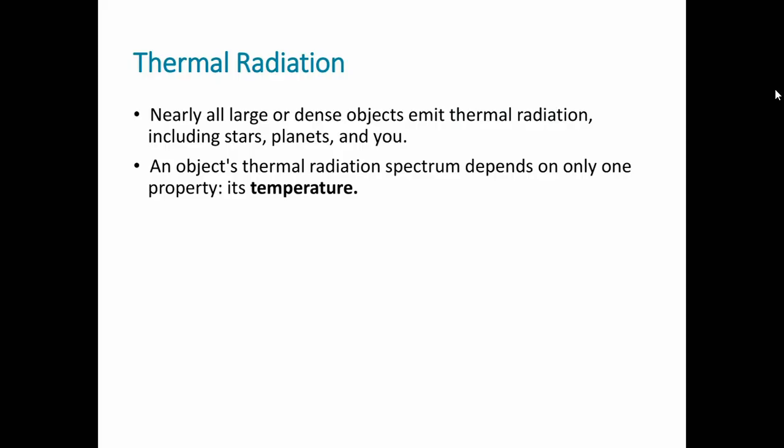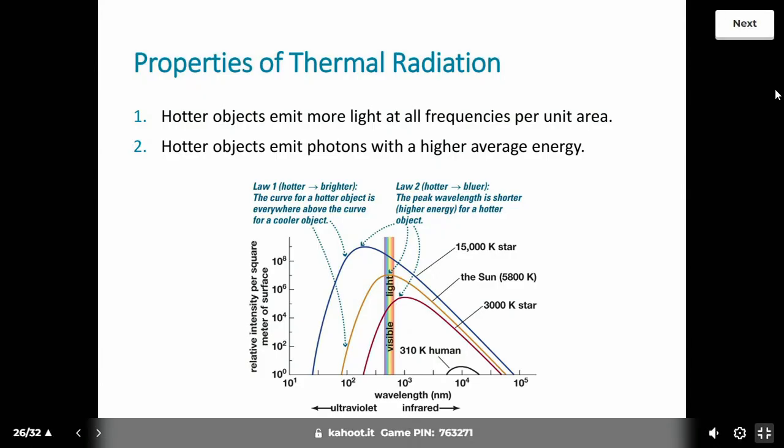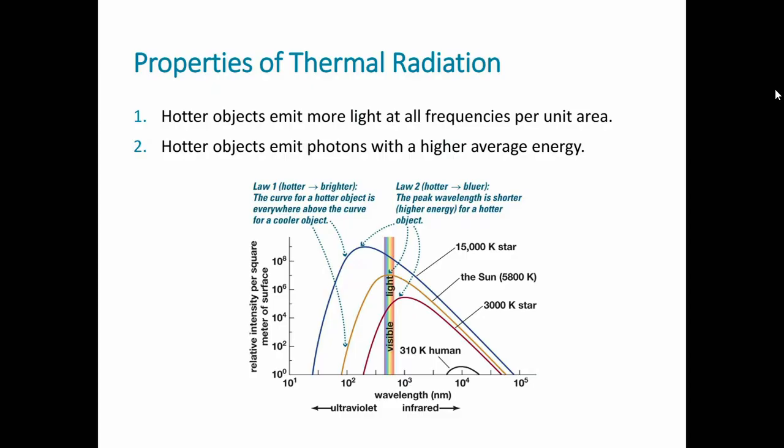So stars obviously emit light. That's where we get all of our light from, the sun. Planets and you, we don't do our own nuclear reactions, but we do have a temperature, and therefore we're emitting some kind of photons. You could ask what kind of photons, and that will deal with what's called a black body spectrum.